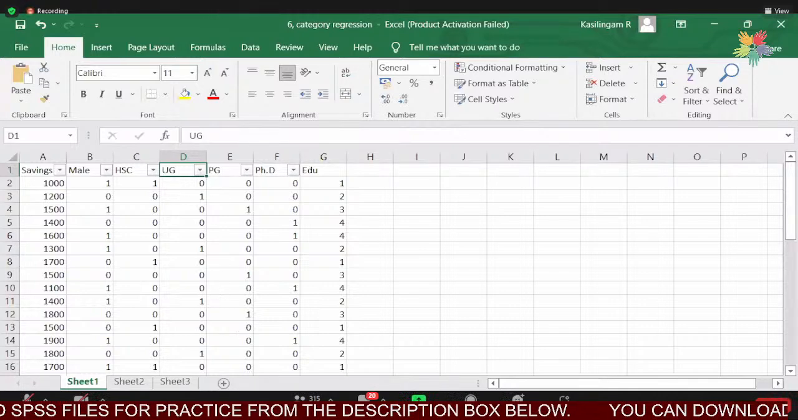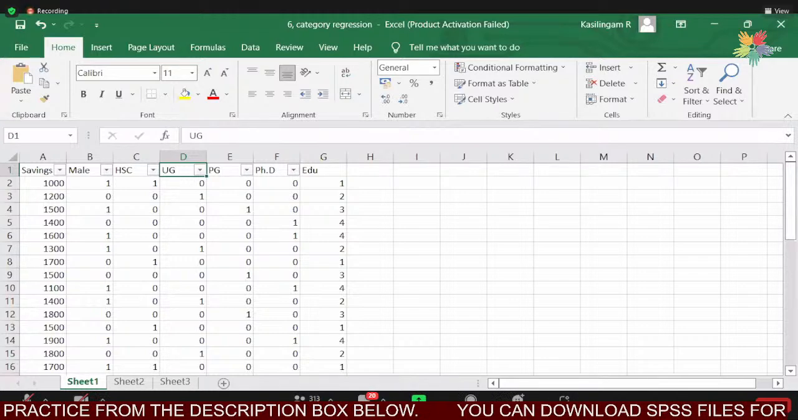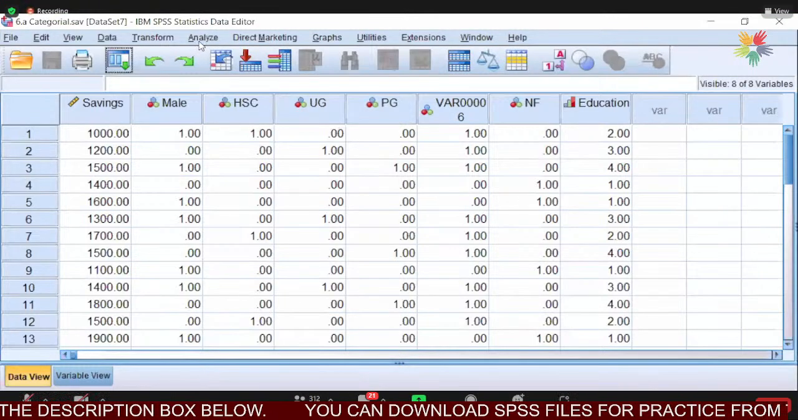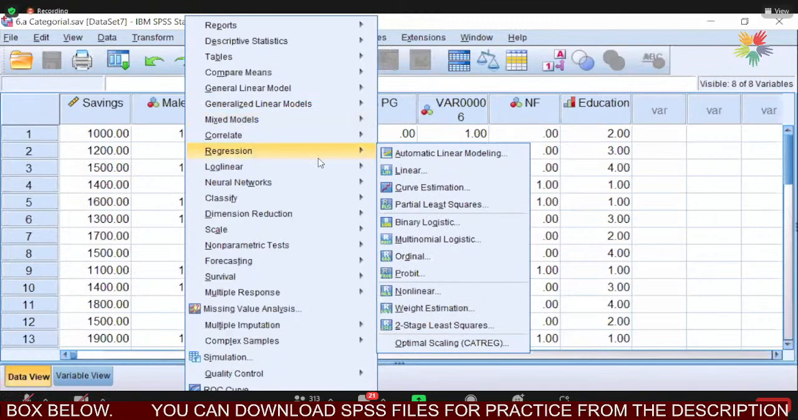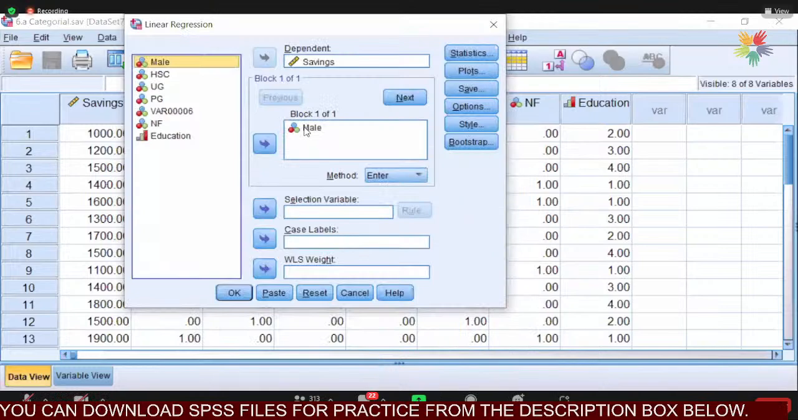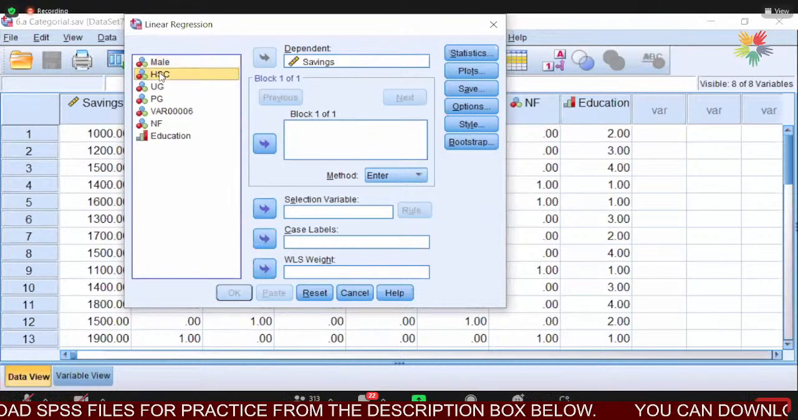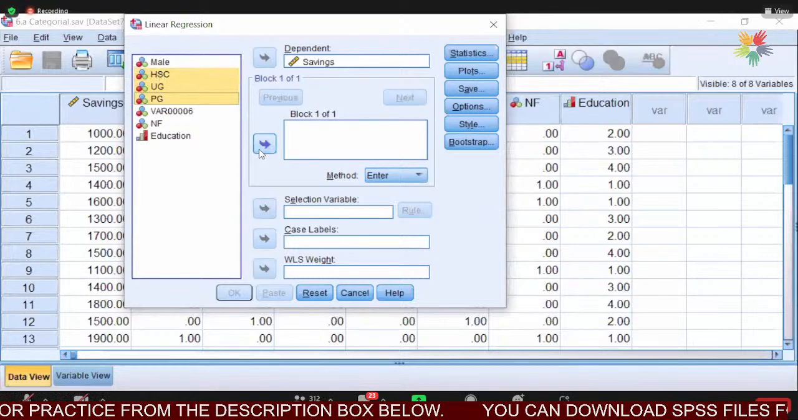So which means you understood very nicely. Thank you, sir. Now let me run a linear regression. Savings is the dependent variable, and I take HSC, UG, PG as the dummy variables.